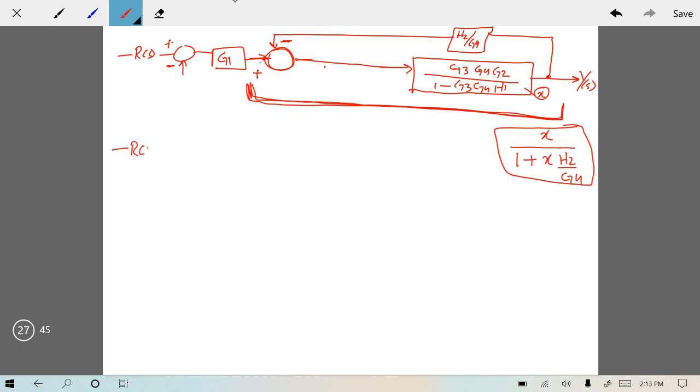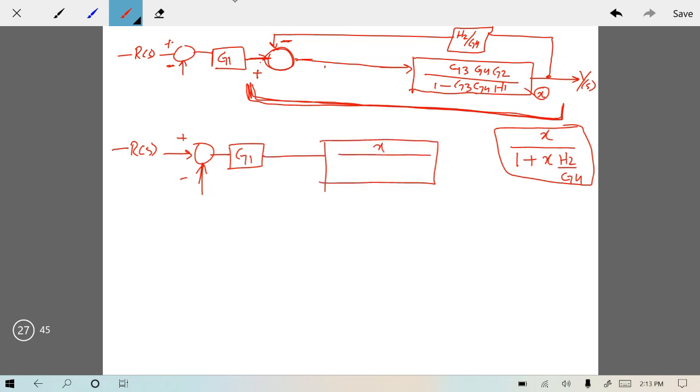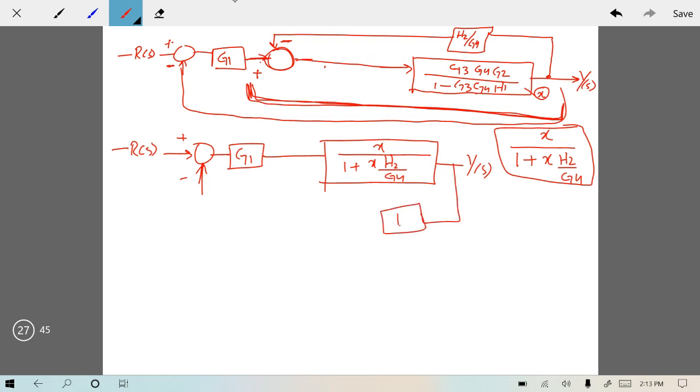that is R of s, then G1, and then a single block of X over 1 plus X H2 over G4, and then Y of s. Can I reduce it further? Yes, I can. I think I have skipped this loop, this path. Okay, let me draw it again. Here we have H3. Okay, can I reduce it further?